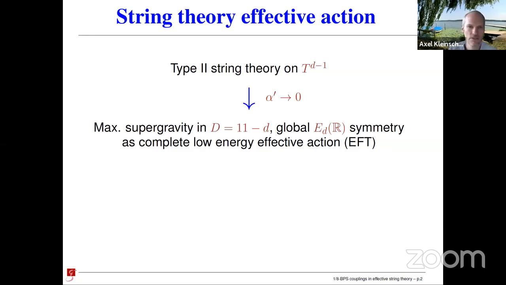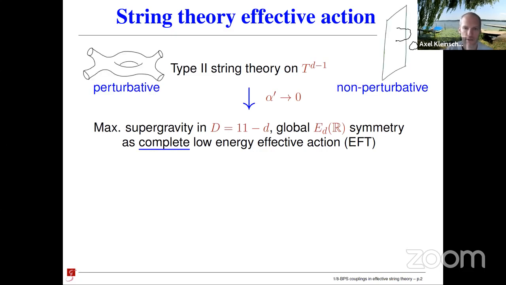One thing we're all familiar with is that if you take the type II string and put it on a torus, and take the alpha prime to 0 limit to go to low energies, you end up with maximal supergravity in the compactified dimension d, 11 minus d. This maximal supergravity theory has a global continuous E_d symmetry, and it's the complete low energy effective action, in the sense that it has information both about the perturbative properties of the string, but also about the non-perturbative properties, since it contains the brane solutions as field theory solutions. This is the strict alpha prime to 0 limit.